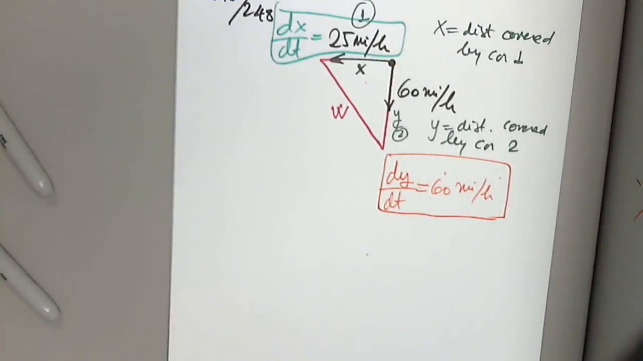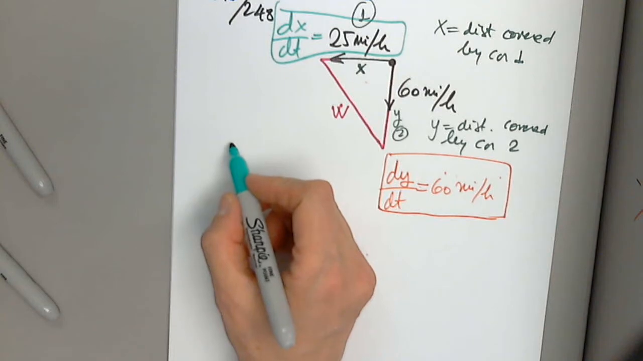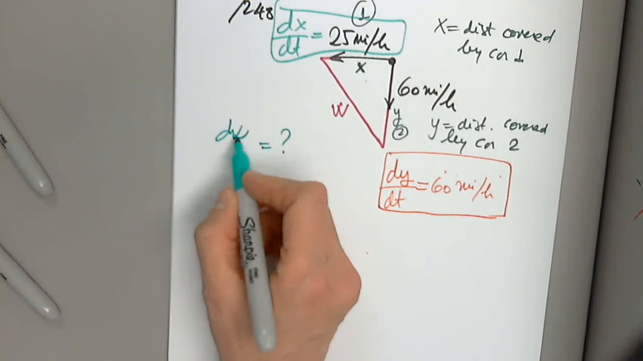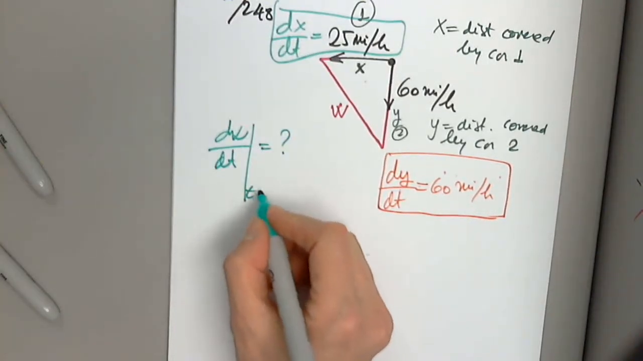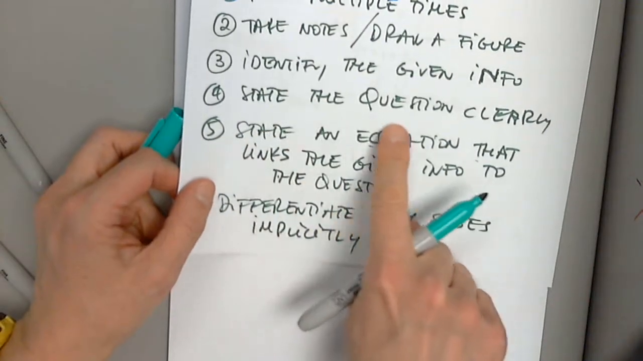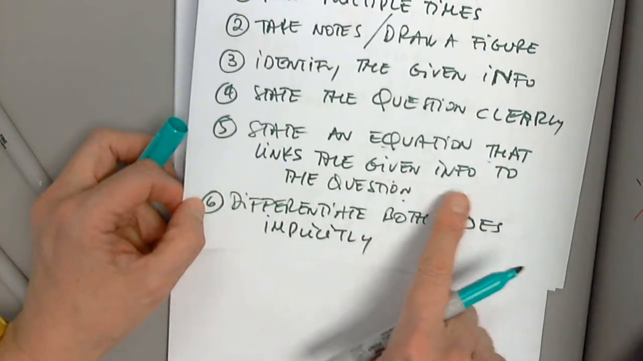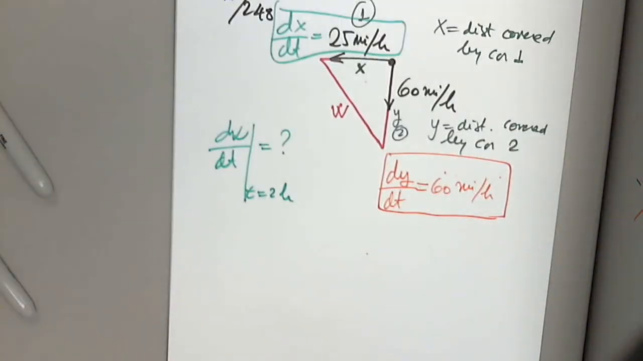So what is the question? Let's read the question. At what rate is the distance between the two cars increasing 2 hours later? What are we really asked to determine? This is state the question clearly. dw over dt, and it says when t is 2 hours. So we identified the question clearly. Now we are in step 5. We want to state something that connects the information given, and then we want to differentiate.